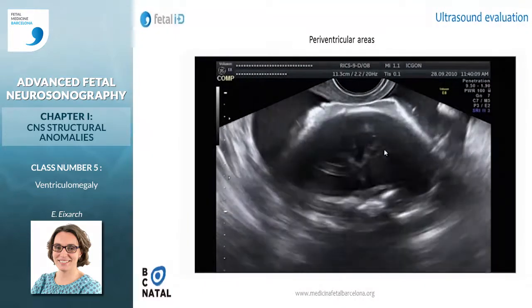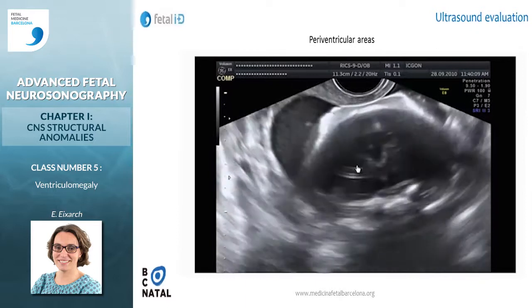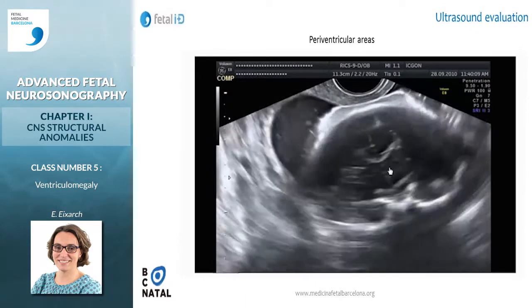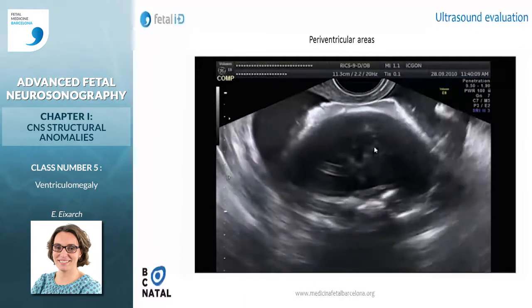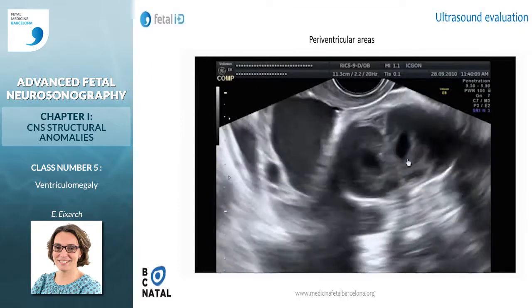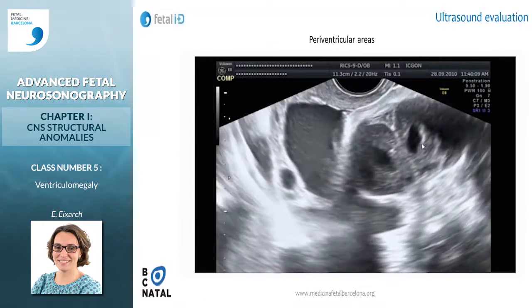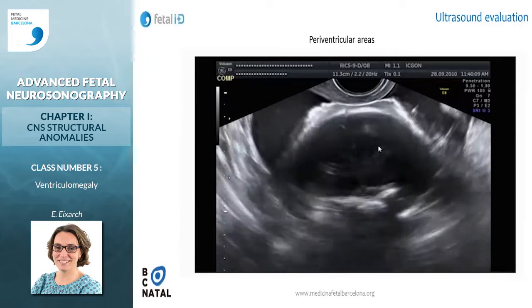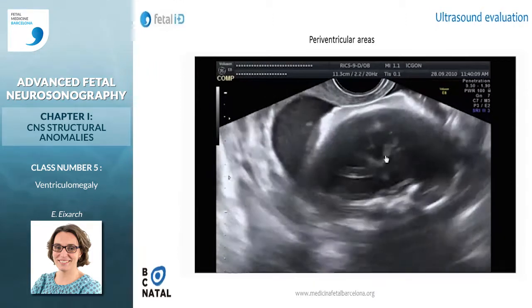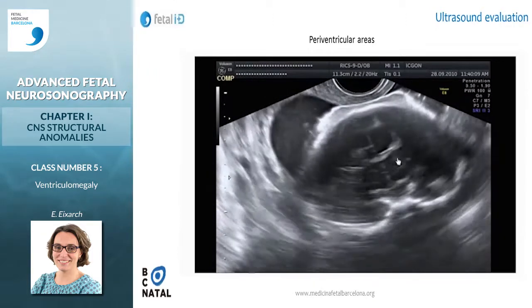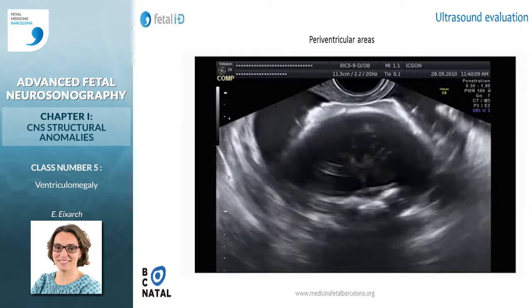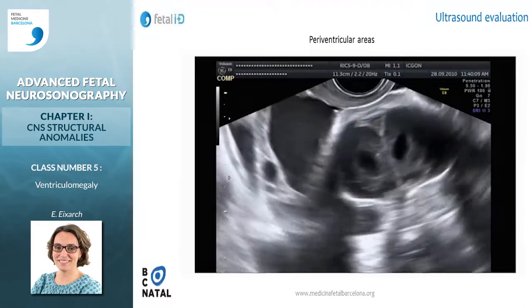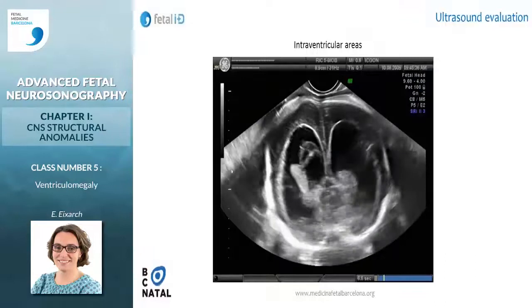The next thing will be to assess the periventricular area, which should be homogeneous without cysts or echogenicity. In this video we can see these echogenic structures, it's not smooth, and even destructive cysts. When seeing this, we have to think of a hypoxic ischemic cause or an infectious cause.